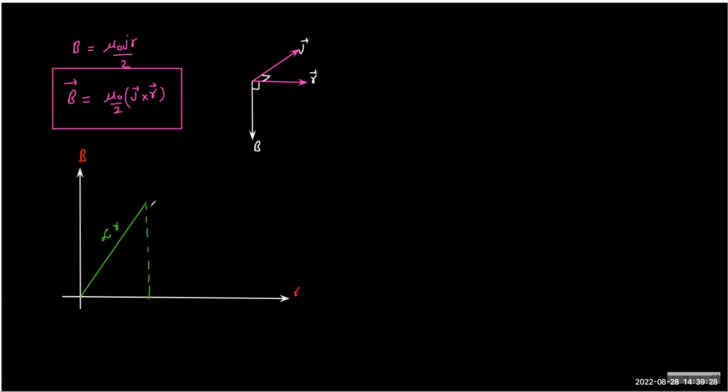So it is proportional, and outside, the moment you cross the surface, at the surface you get the maximum value, but once you cross it, it starts decreasing by the inversely proportional to r relation. So those are the two relations that we should remember for a conductor.